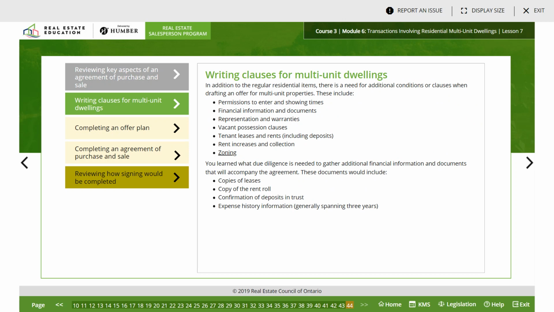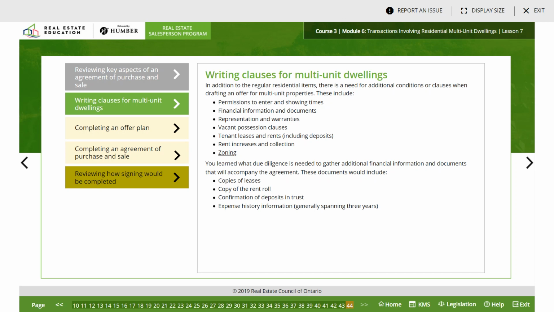Writing clauses for multi-unit dwellings. In addition to the regular residential items, there is a need for additional conditions or clauses when drafting an offer for multi-unit properties. These include permissions to enter and showing, financial information and documents, representations and warranties, vacant possession clauses, tenant leases and rents, including deposits, and rent increases and collections, and zoning.